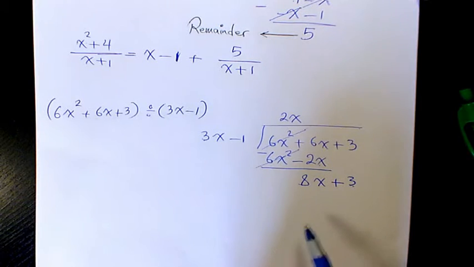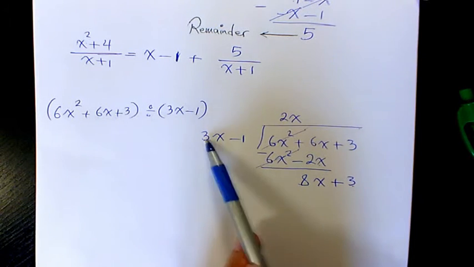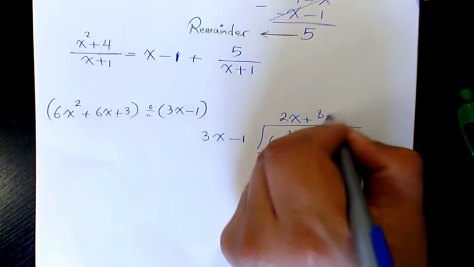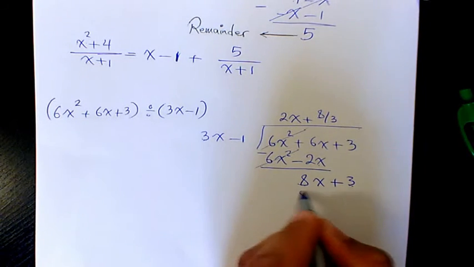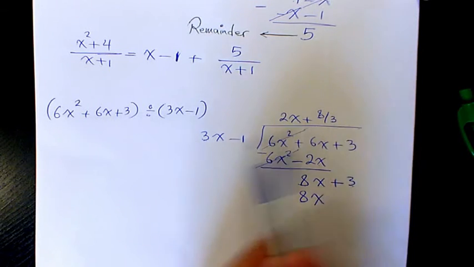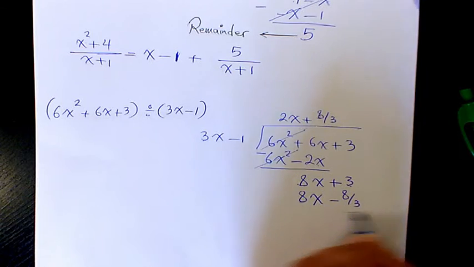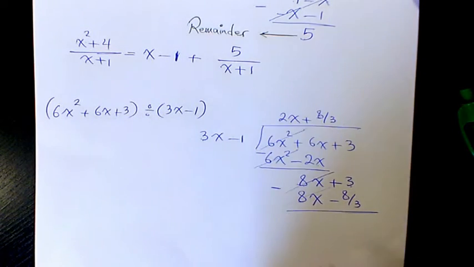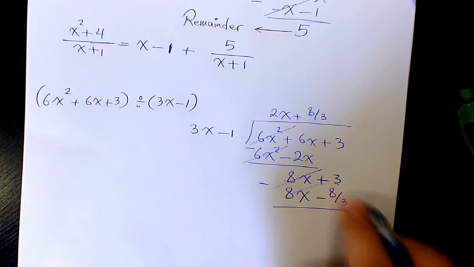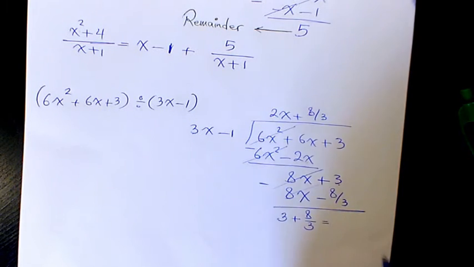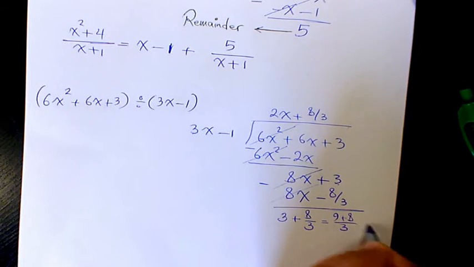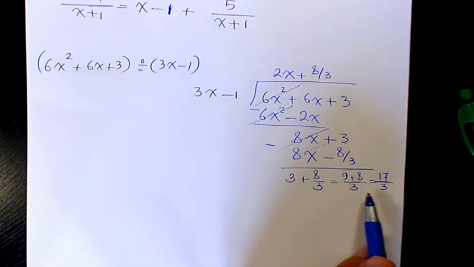They cancel out. 6x minus negative 2x is going to be 8x plus 3. Then we start the next round. 8x plus 3 divided by 3x minus 1. 8x divided by 3x is going to be 8 over 3. So that's going to be 8 over 3 times 3x. That's going to be 8x. Then 8 over 3 times negative 1 is going to be negative 8 over 3. Then you need to subtract it again. 3 minus negative 8 over 3 is going to be 3 plus 8 over 3, which will be 9 plus 8 over 3, or 17 over 3. So the remainder is 17 over 3.